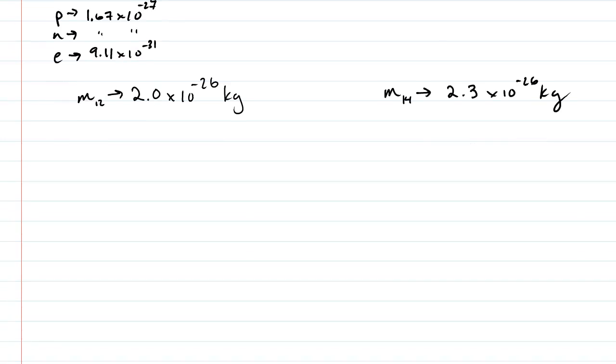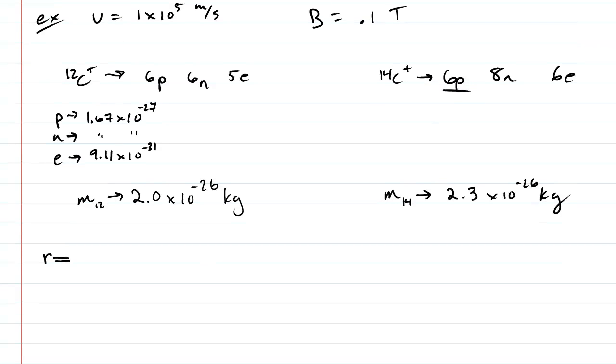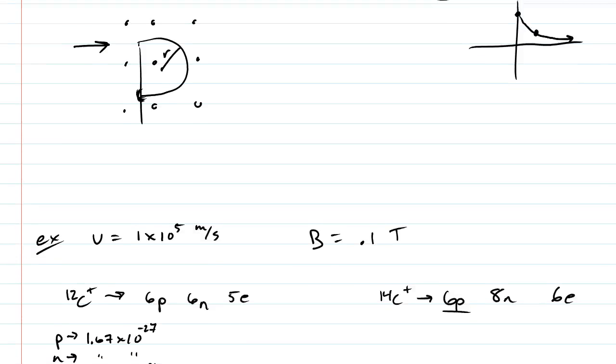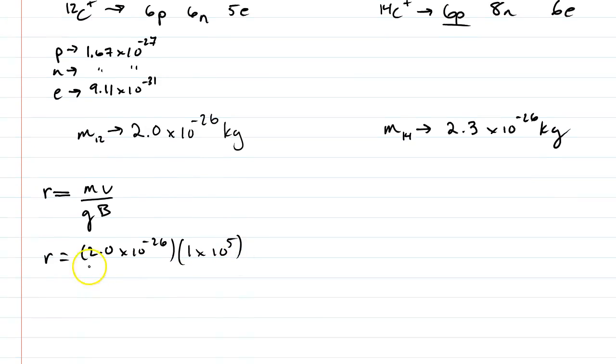Okay, so here's what we need to do. We need to find the radius. If we launch one of these carbon 12s into this magnetic field, we just want to know what the radius of that circle will be. Back in our notes, we have that we're going to use mass times velocity over the charge times the field. The mass we found is 2 times 10 to the negative 26th. The velocity is going to be 1 times 10 to the 5th. I want to make sure I wrote that down. Yep, 1 times 10 to the 5th.